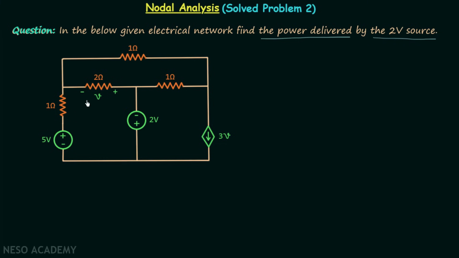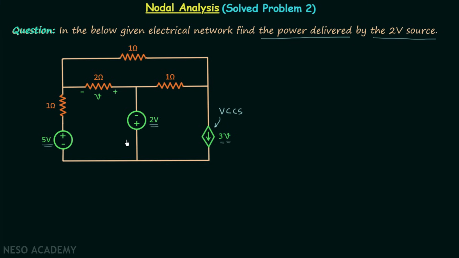And when you look at the given network, you will find there are 1, 2 and 3 sources present, out of which this source is the independent voltage source providing 5 volts, and this source is also an independent source but providing 2 volts, and this source here is the dependent current source providing 3 times V as the current, and V is the voltage across the 2 ohm resistor, and we can say that this dependent source is a voltage controlled current source.